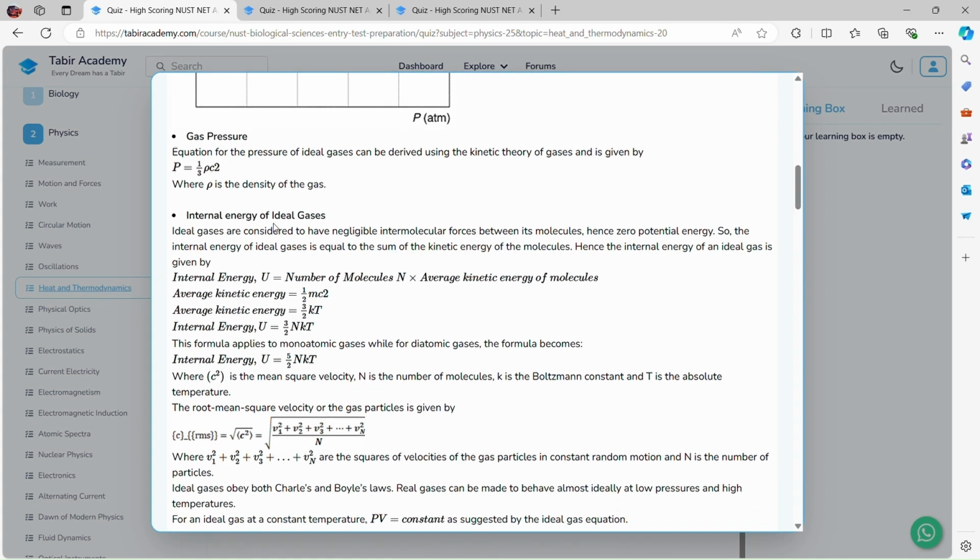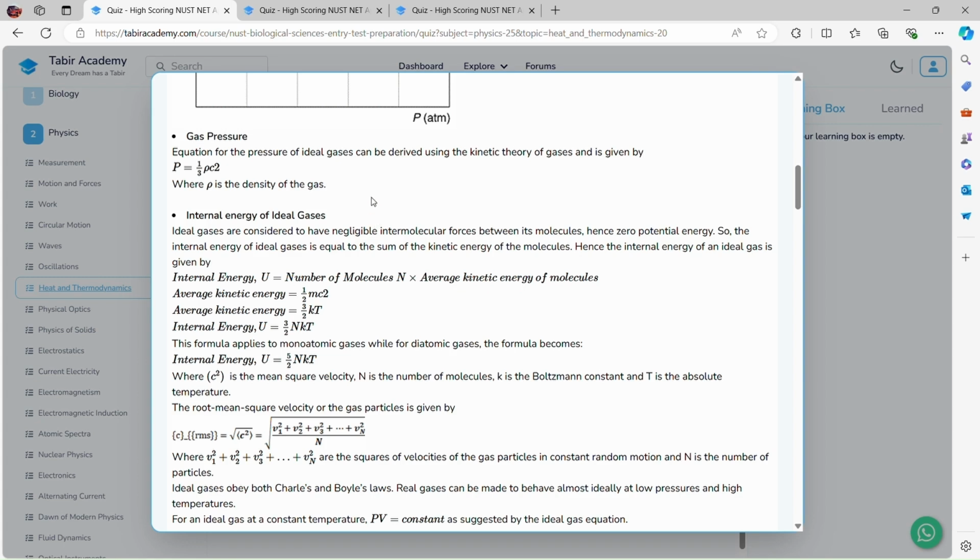Internal energy of ideal gases. Ideal gases are considered to have negligible intermolecular forces between their molecules, hence zero potential energy. So the internal energy of ideal gases is equal to the sum of the kinetic energy of the molecules. Hence the internal energy of an ideal gas is given by internal energy U equals the number of molecules N multiplied by the average kinetic energy of molecules.